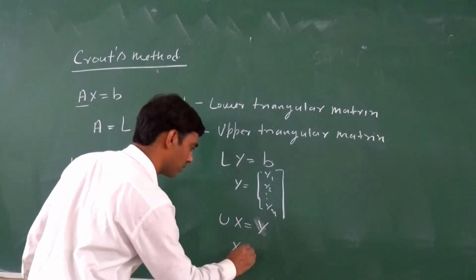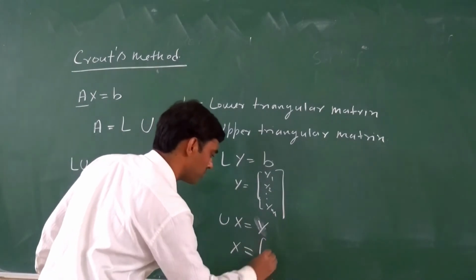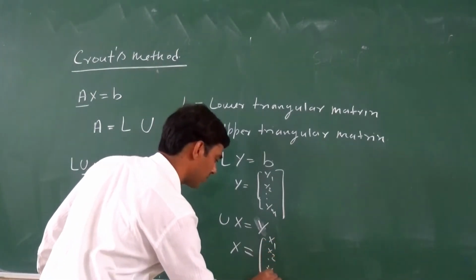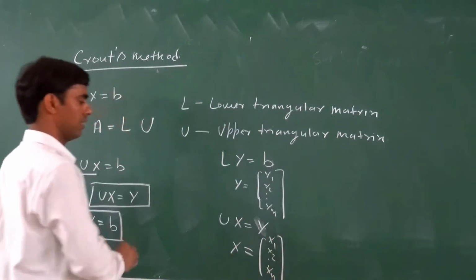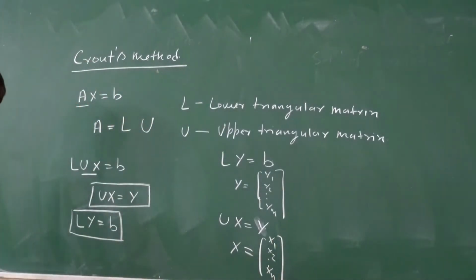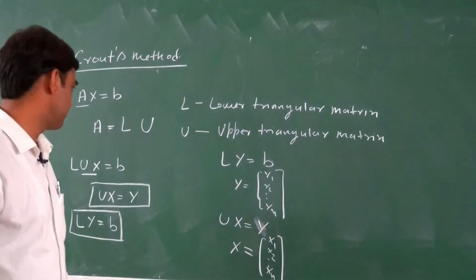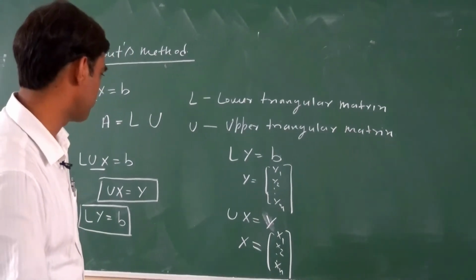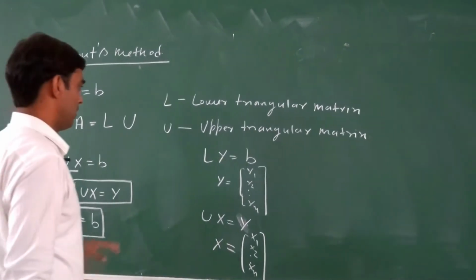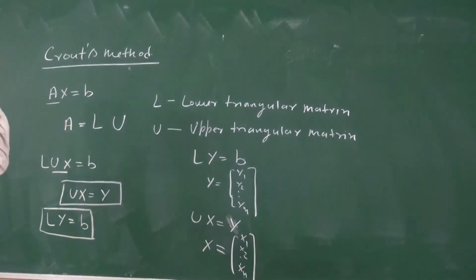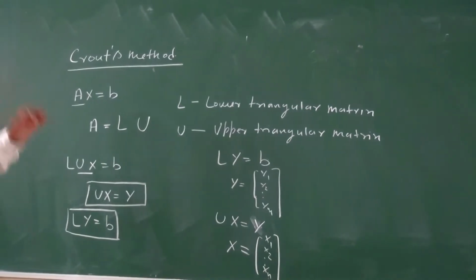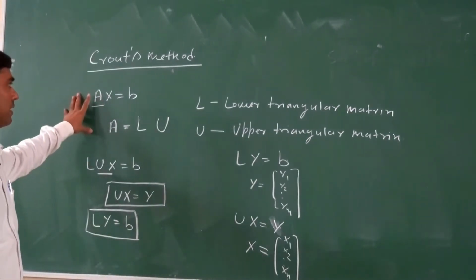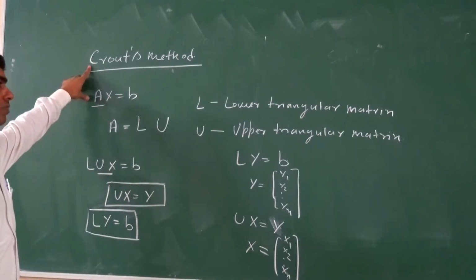We have the value of y, so we solve this system of linear equations and we find the value of x: x1, x2 up to xn. So this is the procedure for how we find the solution of a system of linear equations using the Crout method.